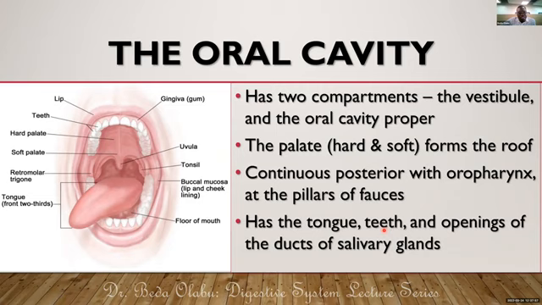Of course, there are teeth as well in the oral cavity, and I hope you know how many teeth there are in an individual. 32 in total for an adult. There are those that we call incisors 1 and 2. We have canines 1. We have the premolars 1 and 2, and we have the molars 1, 2, and 3.